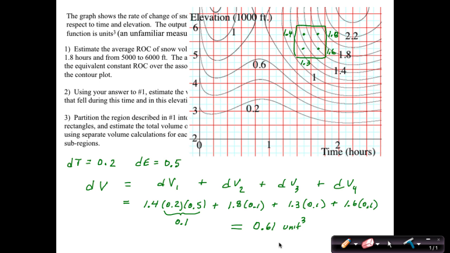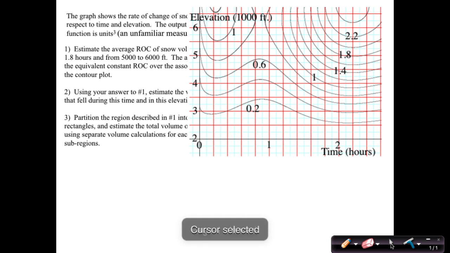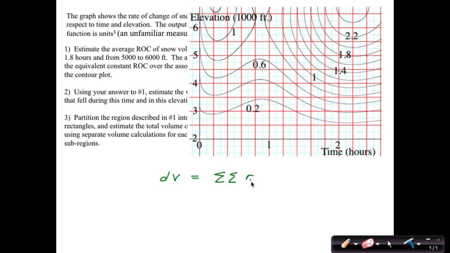Okay, so let's take it a step further here. Now I want you to estimate or write an expression. Can I erase what's on the board? Write an expression. Oh, I shouldn't have erased it that quick. So really, what we just did was a double sum of the rate of change with respect to t and e, right? We summed up.